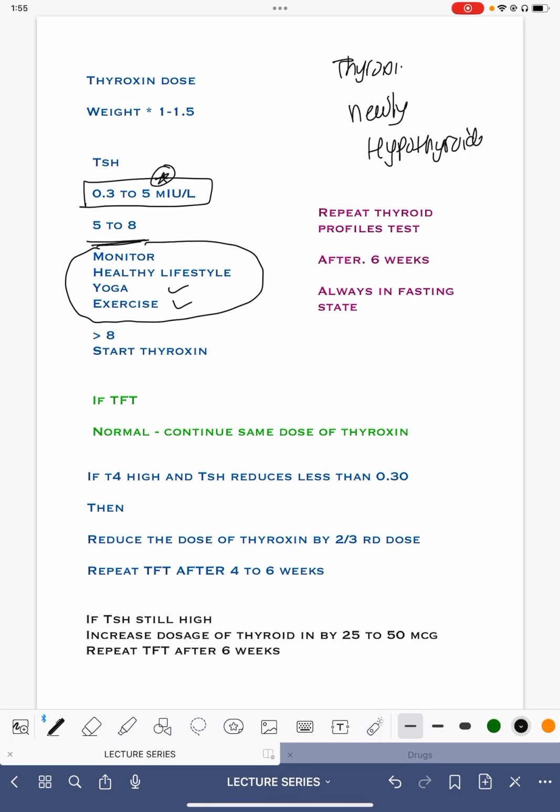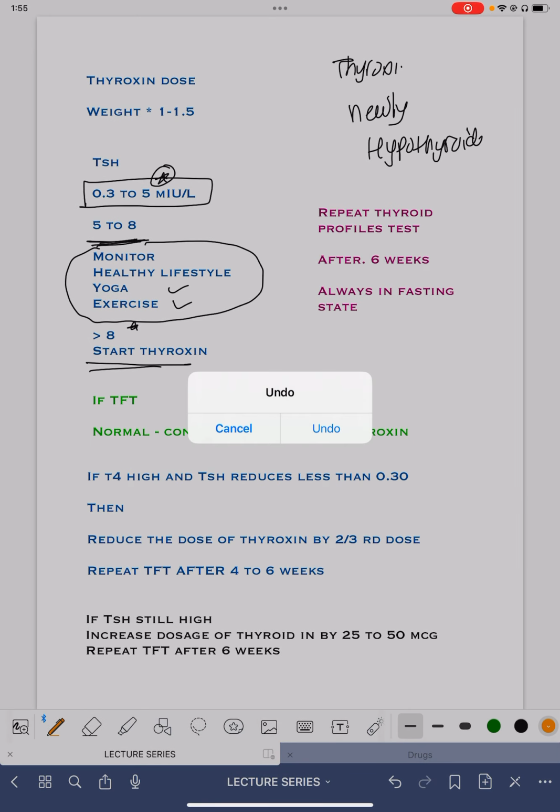But if it persistently remains between 5 to 8, then definitely we treat. If TSH is above 8, we definitely treat, and we start the treatment with thyroxine medicine. So thyroxine is, in short, the thyroid hormone. That is what we actually give to the patient.